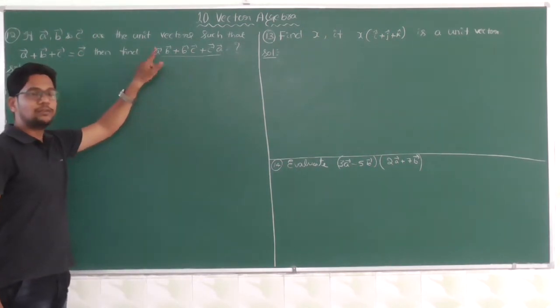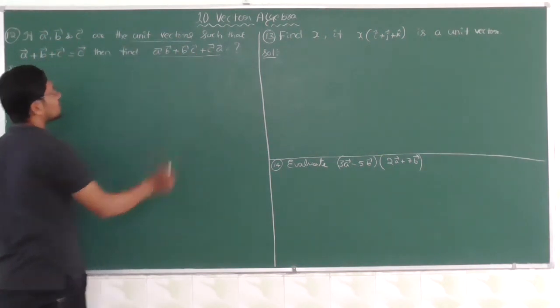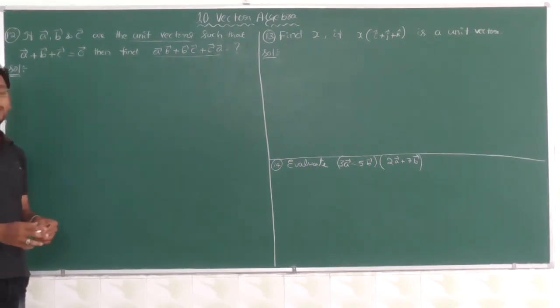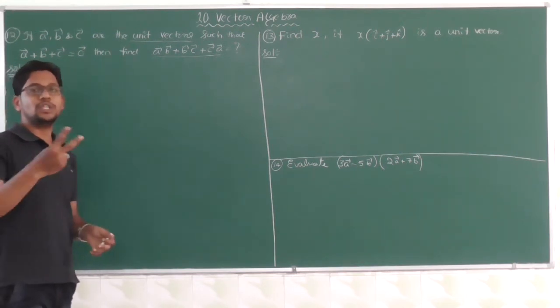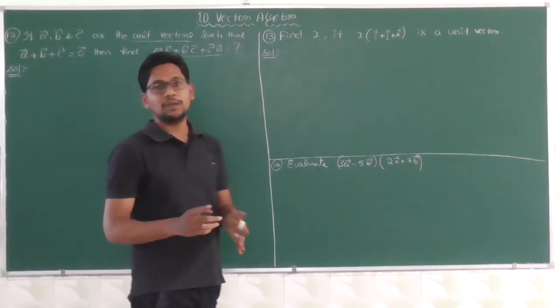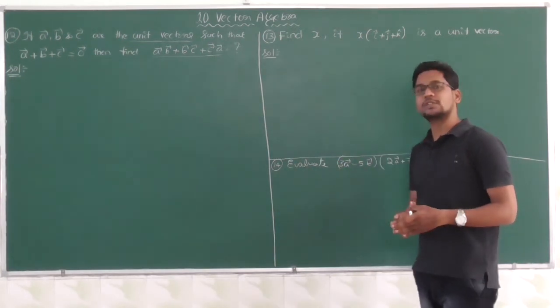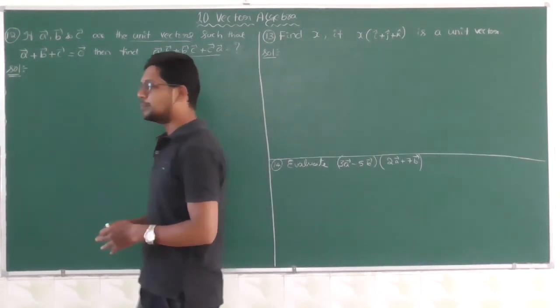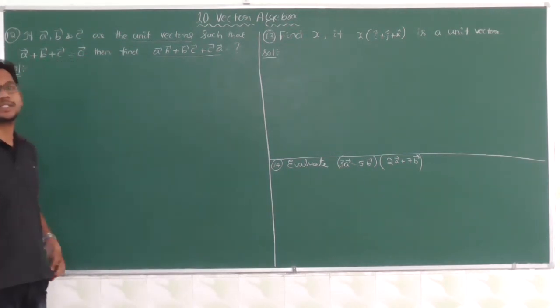To find this value, what hints are given in the problem? A vector, B vector, and C vector are the unit vectors. That is one thing. The second thing is A plus B plus C equals 0. Two things are given in the problem: A, B, and C are the unit vectors, and A plus B plus C equals 0. By using these two hints, we have to find the value of AB plus BC plus CA.